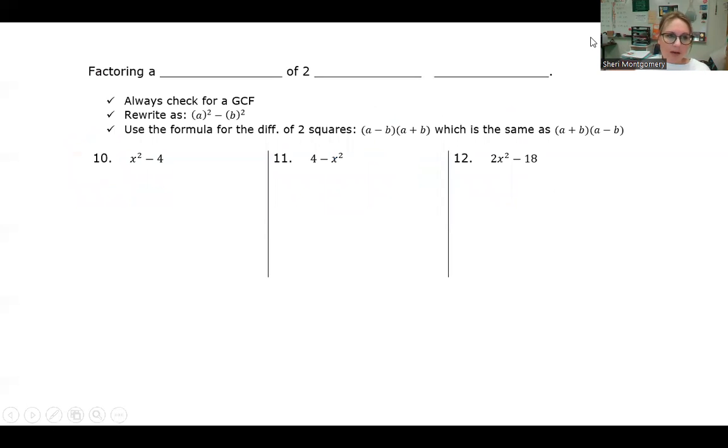Next thing that we're going to talk about is factoring a difference of two perfect squares. A difference of two perfect squares. What does difference mean? So difference means subtract.